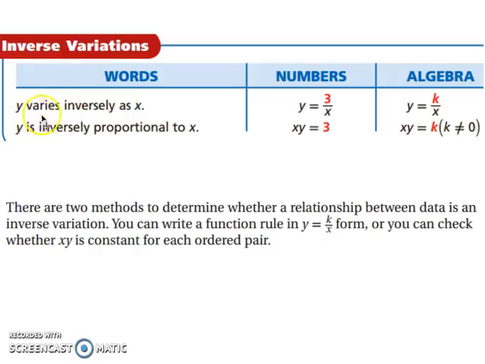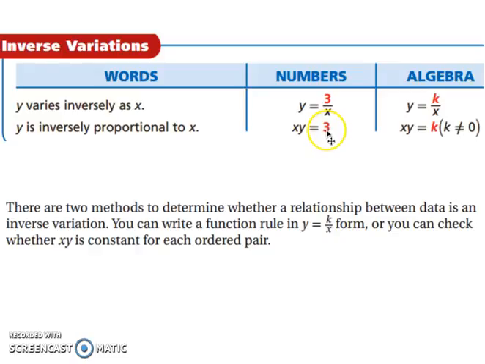So in words, y varies inversely as x. So y equals 3 over x, or in algebraic terms, k over x. K is our constant. You can also state that y is inversely proportional to x, meaning x times y is going to equal your constant.